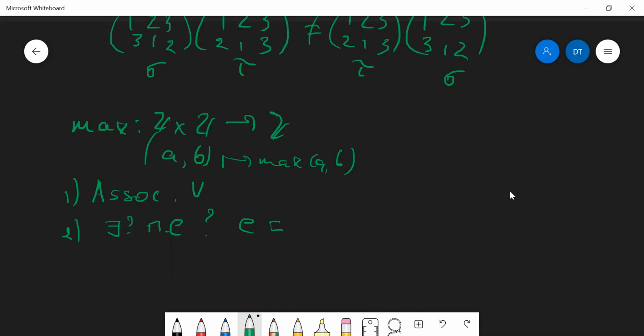What does it mean that you have a neutral element? If there is such a neutral element E, it means that the maximum of A and E equals A, and the maximum of E and A equals A, for all integers. If you suppose that E is some specific number, then take A smaller than E, and the maximum between A and E will be E and not A. So there is no such integer E.